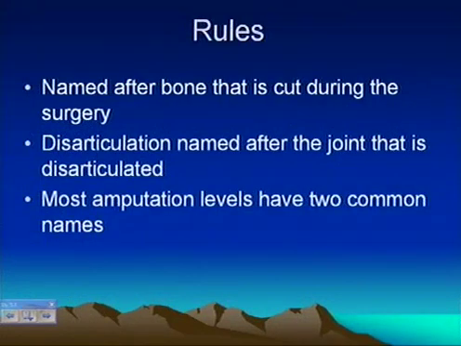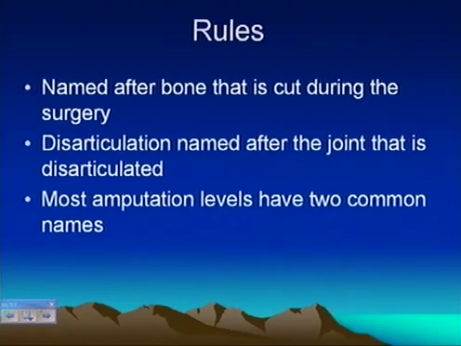Some of the rules about naming the amputation level are generally they're named after the bone that is cut during surgery. So if you have a transtibial amputation, most likely they cut the tibia when they did the amputation. If it's a transfemoral, they cut the femur when they did the amputation. Disarticulations are usually named after the joint that is disarticulated. So disarticulation is when you don't cut any bone, you just cut through the joint and cut the tendons and the muscle that are holding the joint together, and you kind of separate it at the joint. And so if that was done at the knee, that would be a knee disarticulation. If it was done at the ankle, it would be an ankle disarticulation.